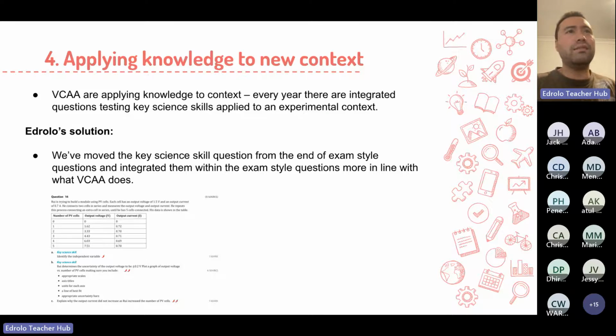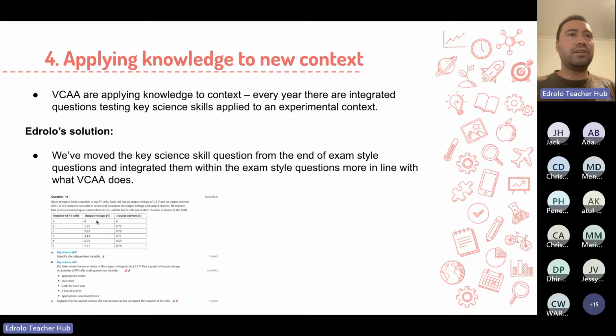And really, to do well at VCE Physics now, students need to be able to apply their knowledge in unfamiliar context and really answer the question. So part of something that Edrolo is doing to make life easy for you is we've moved the key science skill question from being its own thing, and we've integrated it into our exam style questions, more similar to what VCAA does.